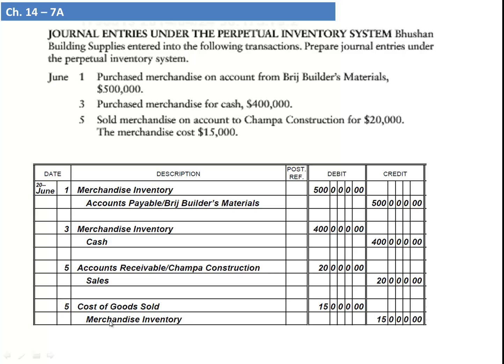But we also have to do a journal entry to actually update our cost of goods sold. So we need to make sure that we decrease our merchandise inventory for the cost of what we just sold, $15,000, because it needs to reflect that merchandise is no longer available to be sold. And then we debit, or increase, our cost of goods sold account, which is an expense account, in the amount of $15,000.